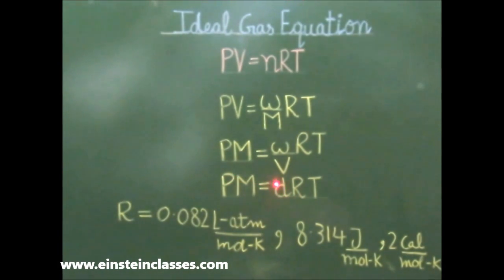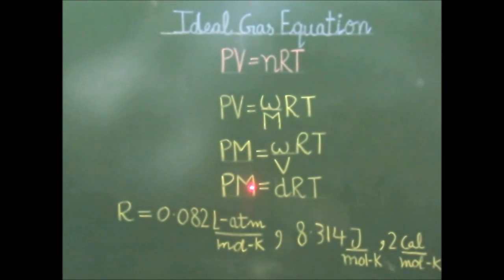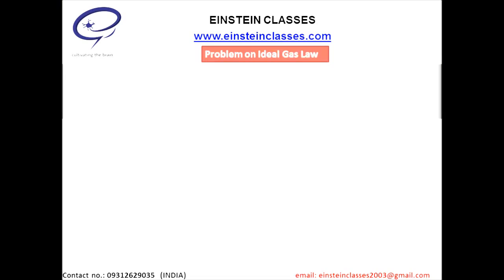So the density would be in the units of gram per liter, and M is the molar mass of the gas, which is given in the units of gram per mole. R is the universal gas constant, T is the temperature in Kelvin.